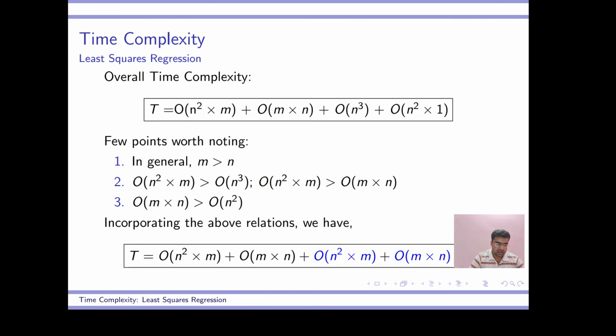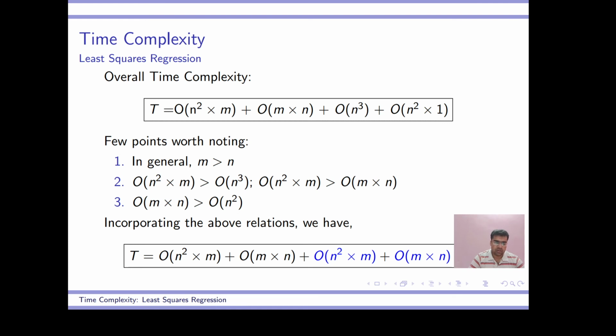It basically means that if I compare order of n square m with order of n cube, in most cases order of n square times m will be greater than order of n cube. Similarly, order of n square times m will again be greater than order of mn. And lastly, by the same logic, if I compare order of mn with order of n square, order of mn will be greater than order of n square. These results come from the fact that in general m is greater than n, that is, the total number of samples is greater than n, the total number of features.